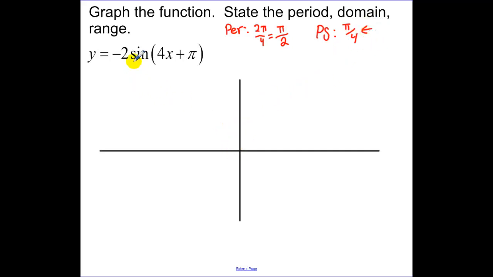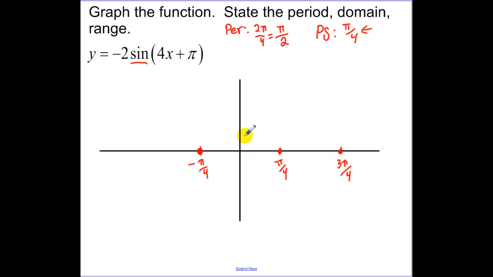So what I do, because it's sine and sine starts at the origin, I first put my negative pi over 4 down. Now I go through and I add pi over 2 to that. So if I add pi over 2, that's going to get me to positive pi over 4. I start one period there, end one period there. Now if I add another pi over 2, I get 3 pi over 4.